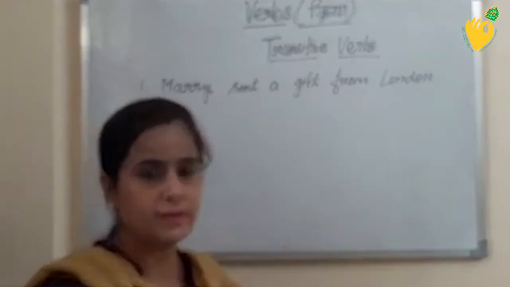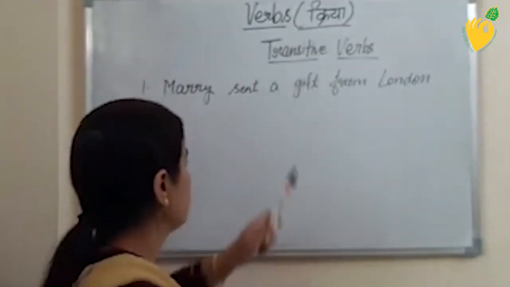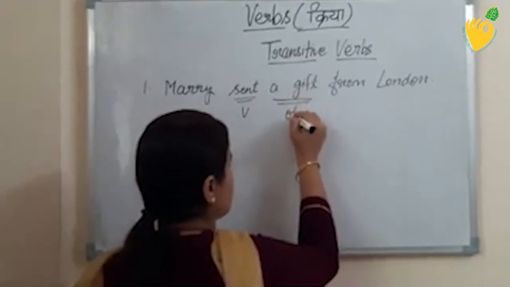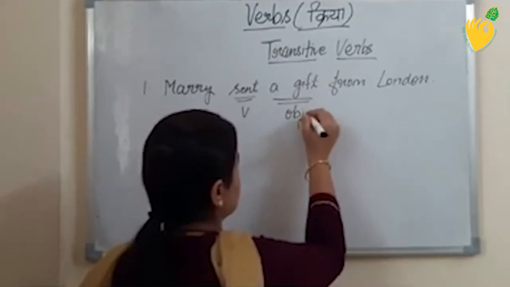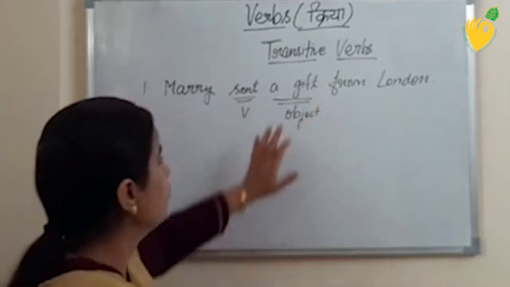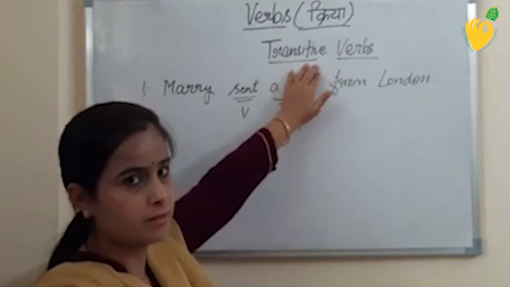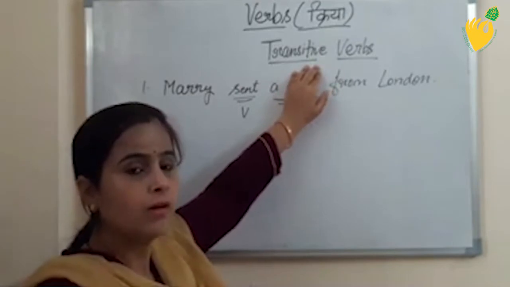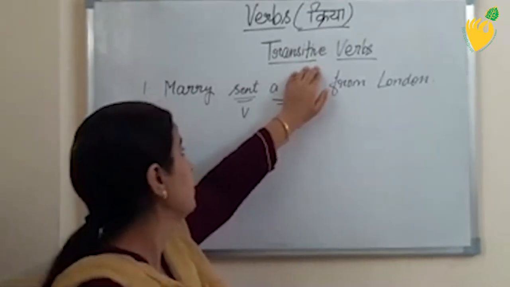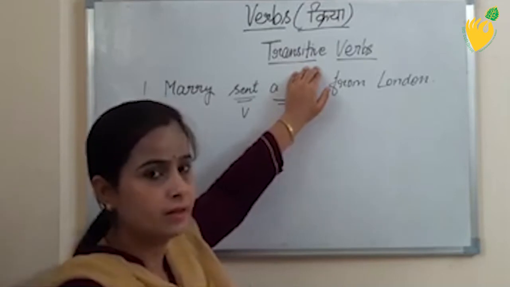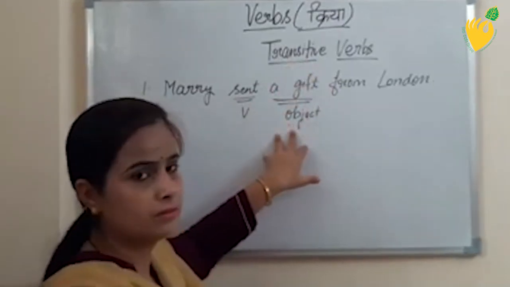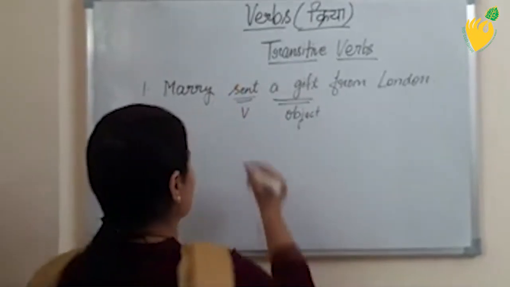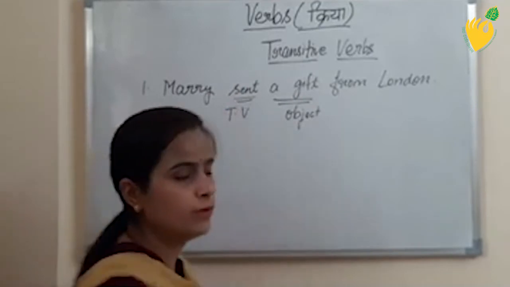Now if we talk about this example, sent is the verb and a gift is the object. If we remove this object from this sentence, what will be the sentence? Mary sent from London. So the question arises, what did Mary send? Without this object, this verb is not able to give its complete meaning. So this send is your transitive verb.